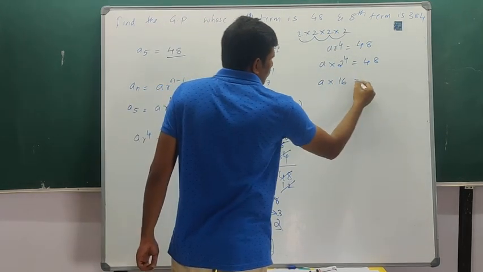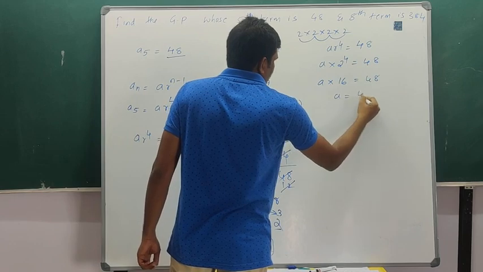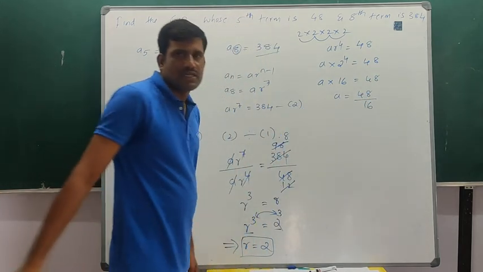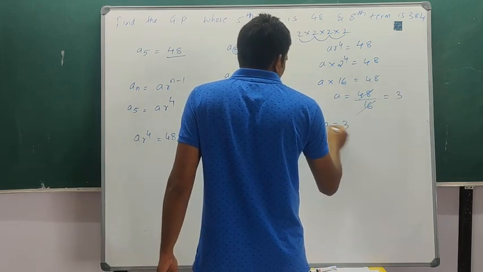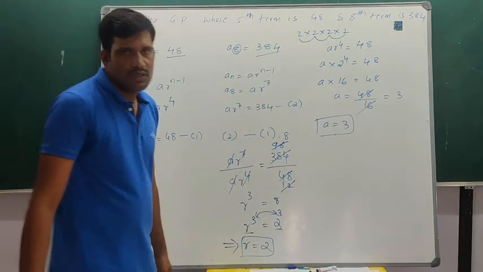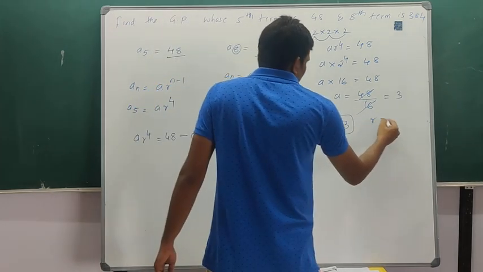A into 16 is equal to 48. So then what is A? 48 divided by 16. Now 16 ones are 16, 16 threes are 48. So therefore the value of A is 3. So the A value is 3 and the R value is 2.